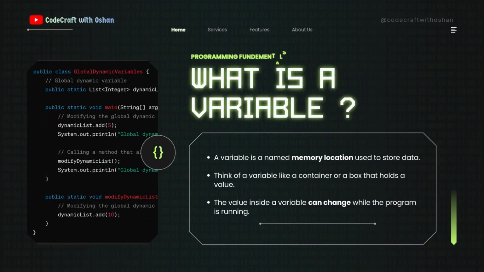So, what is a variable? In simple words, a variable is a name we give to a place in memory where we store data. Think of it like a box. You give the box a name and you put something inside it. And the value inside that box can change while the program is running.